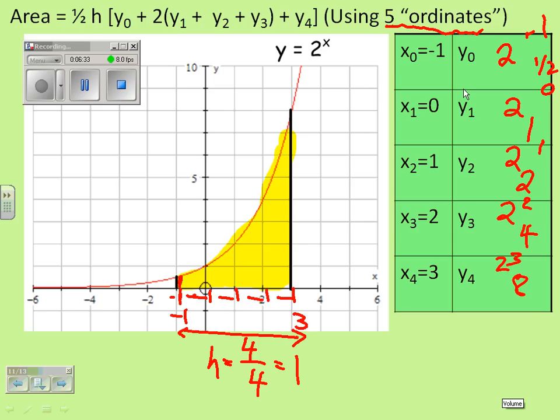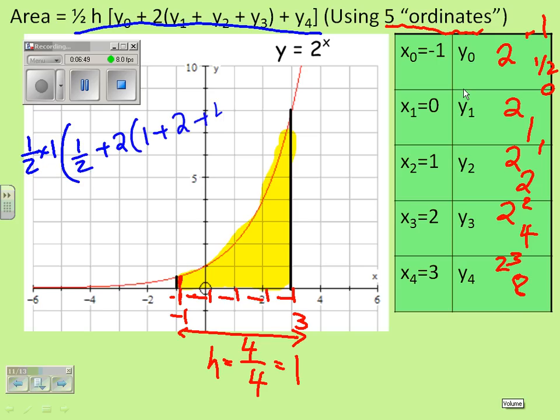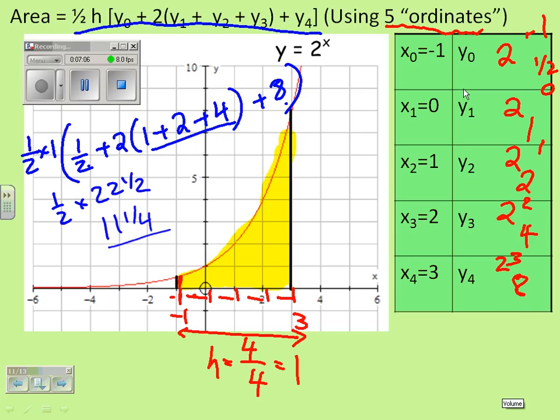Now let's throw them in this formula. Looking at this formula at the top here, we've got a half times h, a half times 1, lots of y0, that was a half, plus 2 lots of 1 plus 2 plus 4 plus 8. Working this out, and normally you'll be doing this on the calculator, that's 7, 2 sevens are 14, 14 and 8 is 22. So I've got a half times 22 and a half. My area then is 11 and a quarter. The area of this shape here has turned out to be 11 and a quarter.